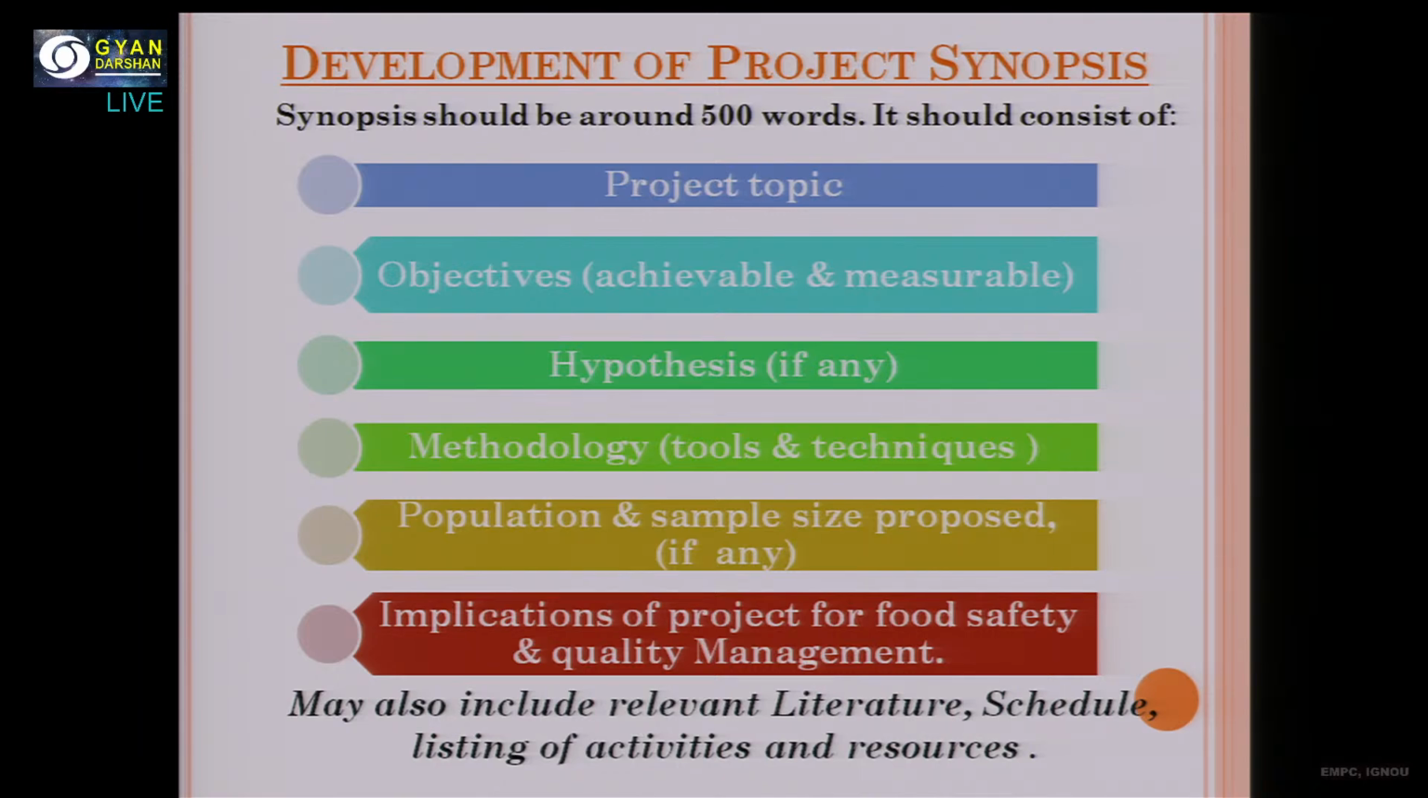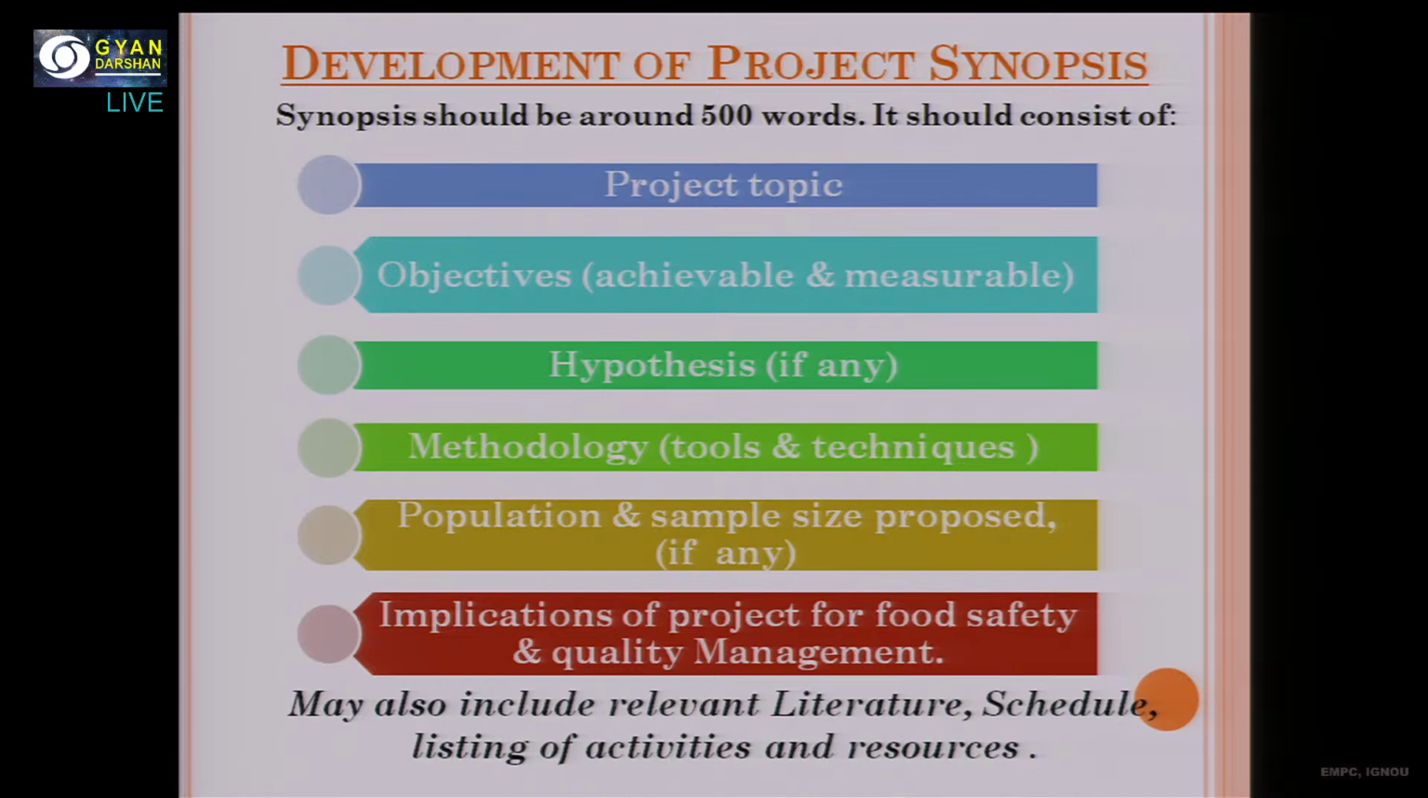And the components of the project synopsis include the project topic. You should mention very clearly the statement of project topic. For example, your project topic can be a study on good manufacturing practices followed in a food industry. You mention the name of that food industry, or the area, maybe a dairy unit, a meat processing unit, or a fruits and vegetable processing unit, like that. You should write it very clearly, the project topic.